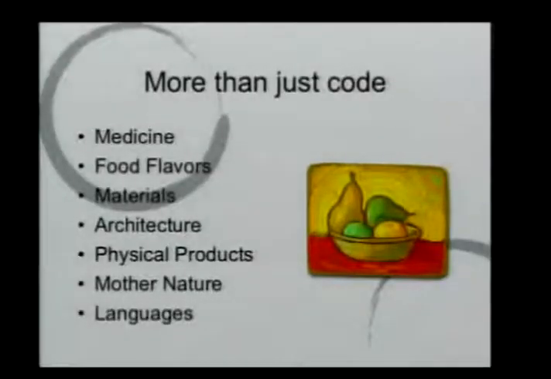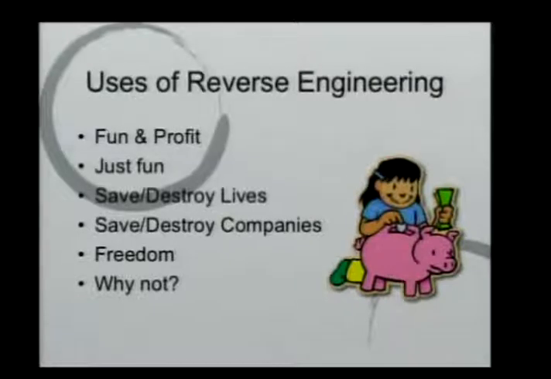You've got food flavors, they reverse engineer, actual natural ones and artificial ones, like the fake banana flavor. They want to make it taste like banana, and they have to deconstruct the chemical parts. Materials, architecture, physical products, Mother Nature, languages. The Rosetta Stone, classic example. They pulled apart languages into semantics and built it back up. And we'll talk a little about that, but we're going to move specifically into software eventually.